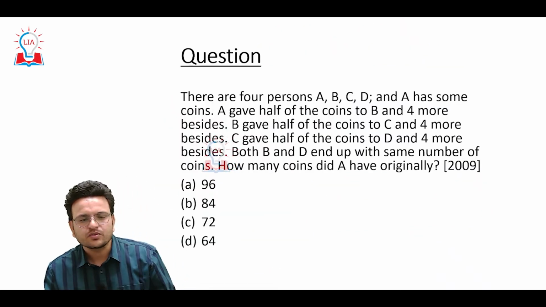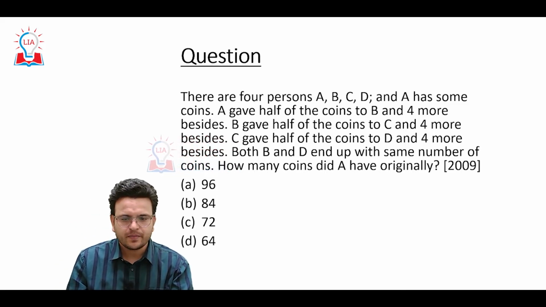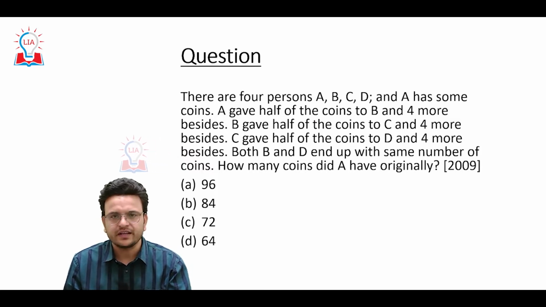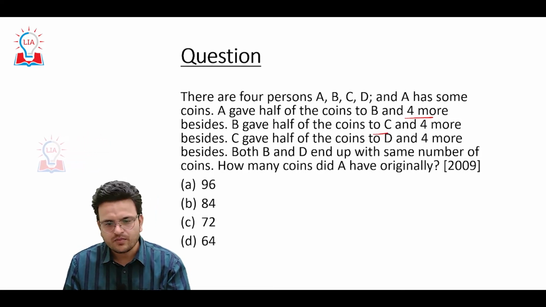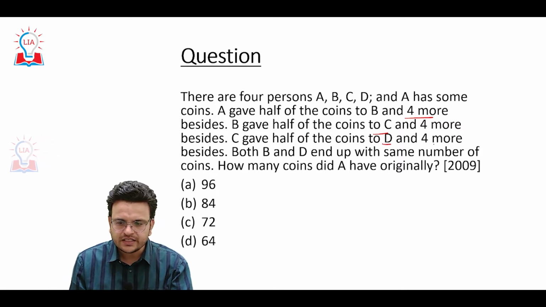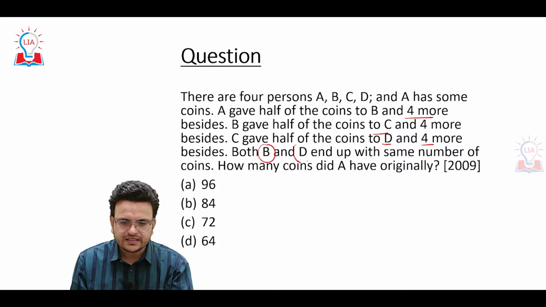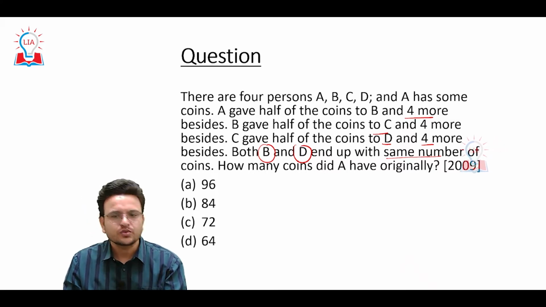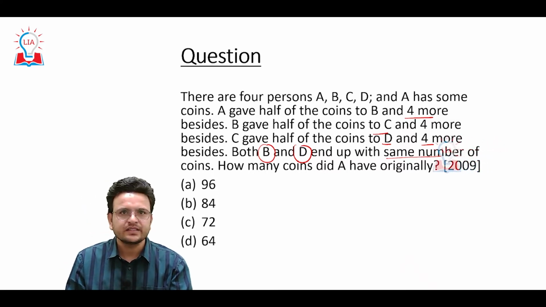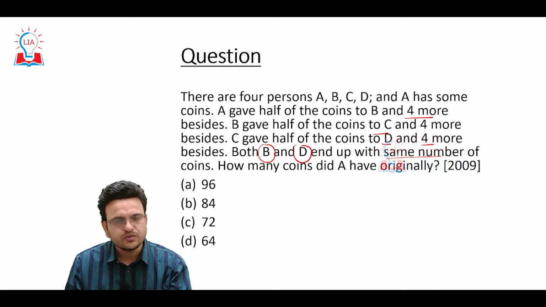Now come to one more question. Four persons A, B, C, D. A has some coins. A gave half of the coins to B and 4 more. B gave half of the coins to C and 4 more. C gave half of the coins to D and 4 more. Both B and D end up with the same number of coins. We have two methods to solve this question: either go with basics or use the options. I suggest that for such questions you use the options.